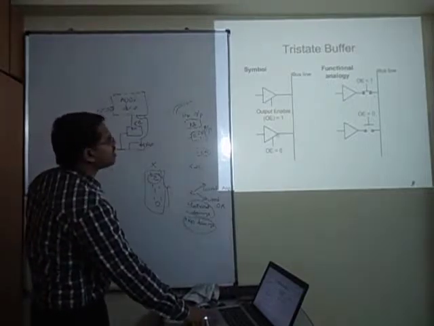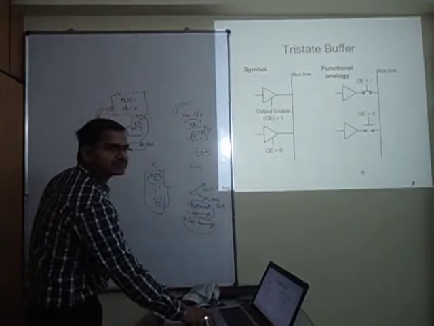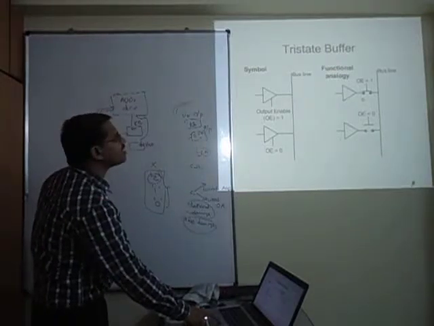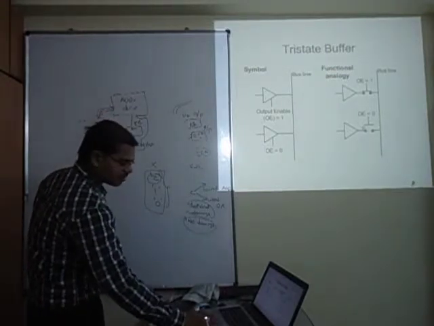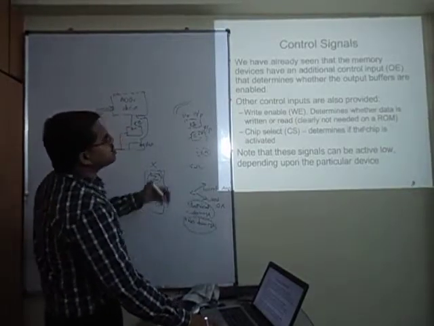So enable and all, we will see in such a way that when one is enabled, the other is disabled. So practically it is something like this. I mean, electrical equivalent circuit wise it is something like this. Control signals, yeah, this is the purpose.